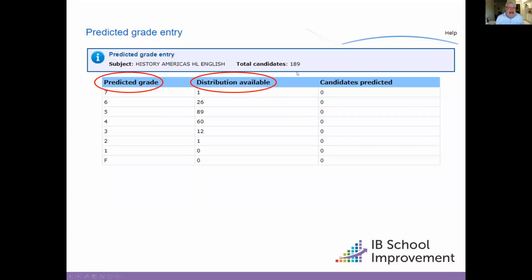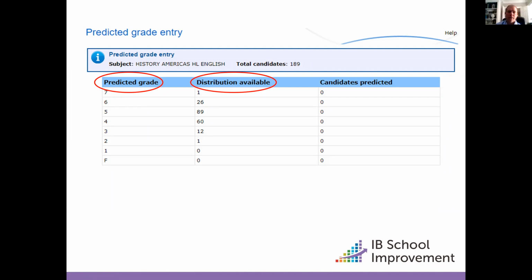I have 189 students enrolled. This allocation adds up to 189, which is basically the number and amount of grades that I can award. And again, what IB's instruction has been is I can award less. I just can't award more. So I have 1 7 available. I don't have to predict anyone at a 7, but I can't predict more at a 7 without asking for an exemption.